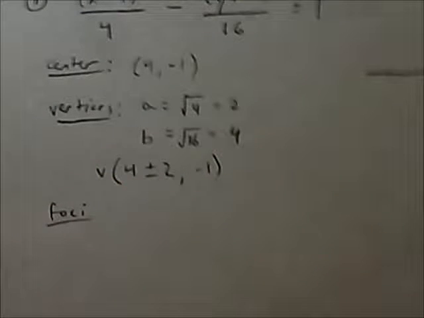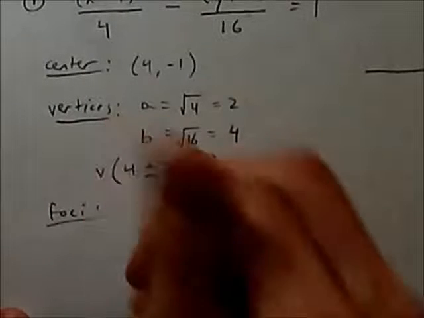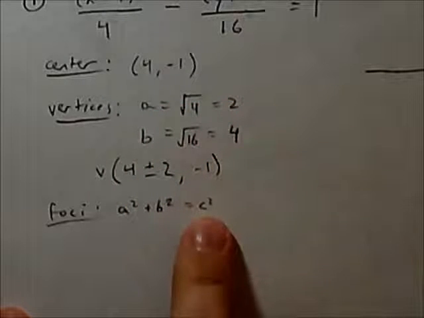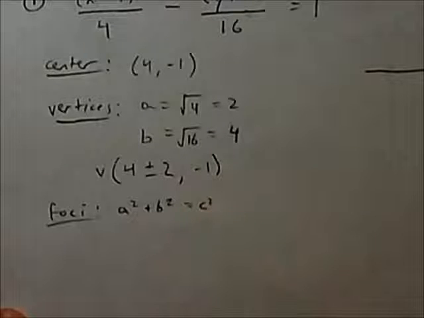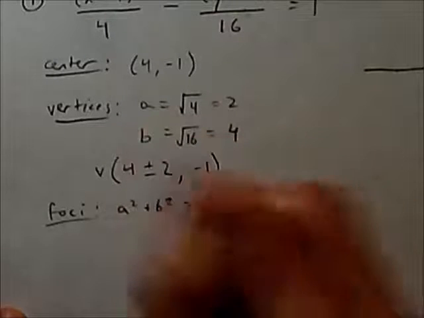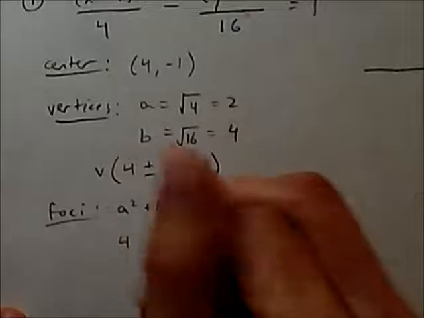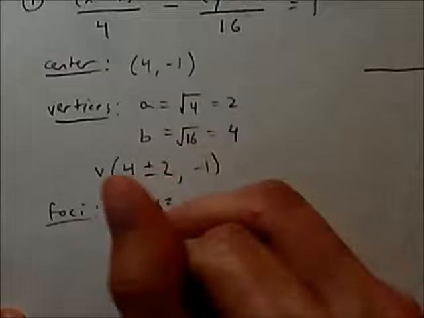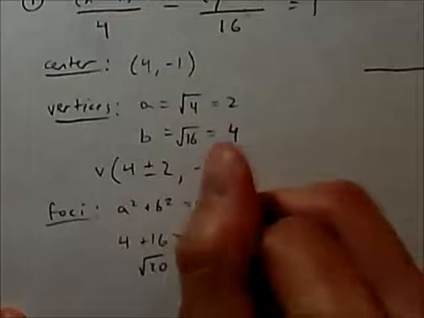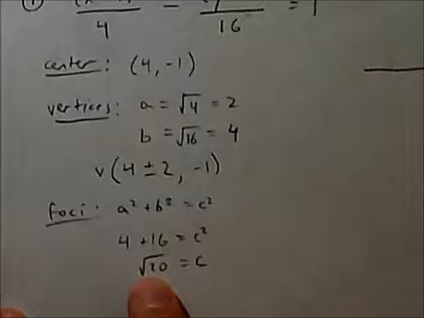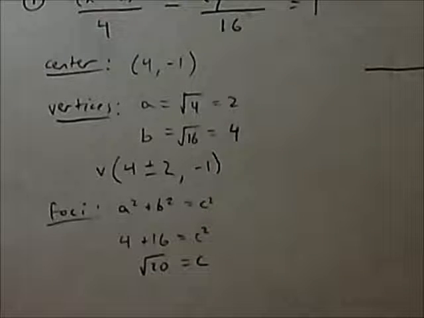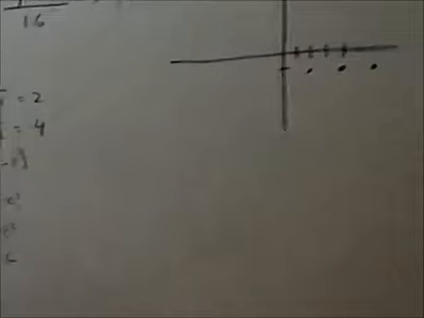Okay, so the foci. Recall here that a squared plus b squared equals c squared. C is the longest side for a hyperbola. So a squared would be 4, b squared would be 16, and so we add those together and take the square root. So square root of 20 is c. And I know that the square root of 16 is 4. I know that the square root of 25 is 5. So it's somewhere between 4 and 5. So when I count over, I'm going to count over about 4.5.